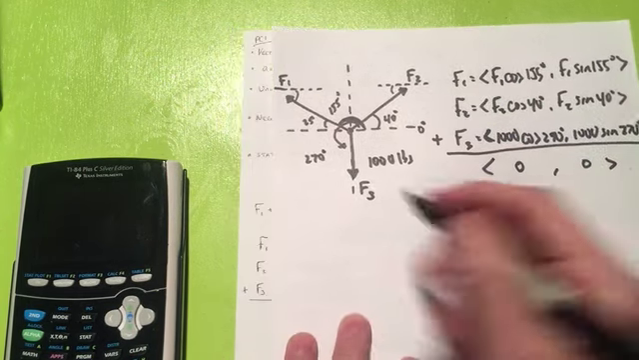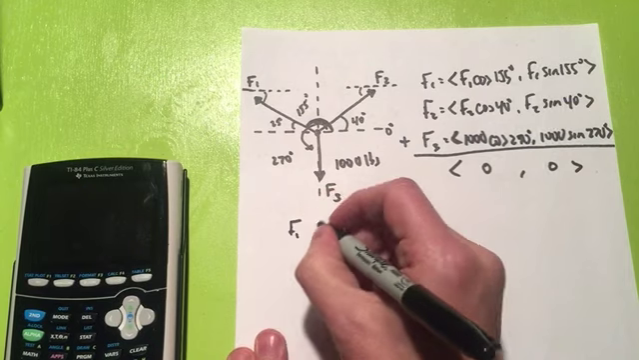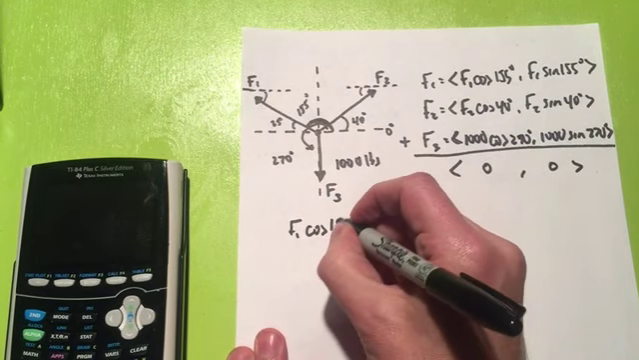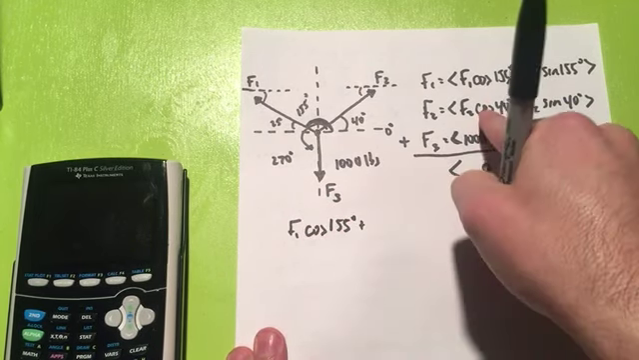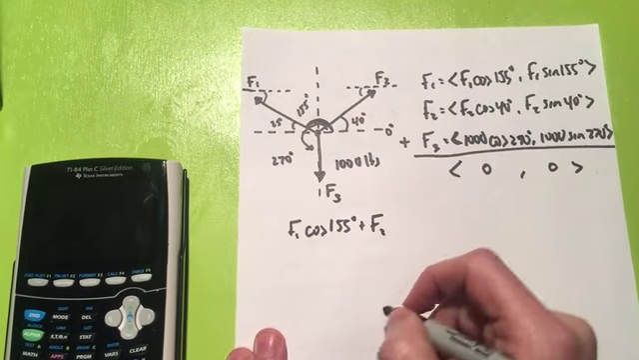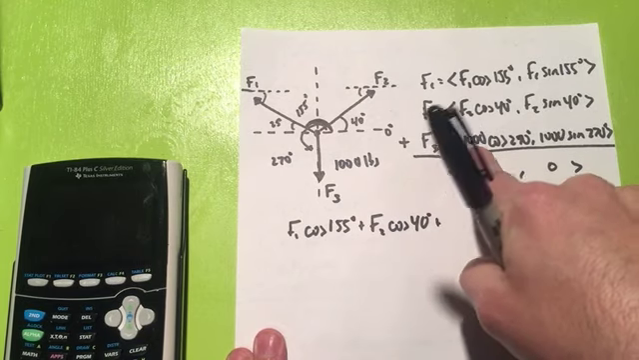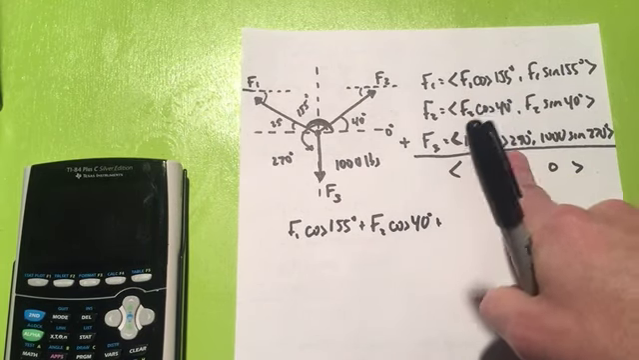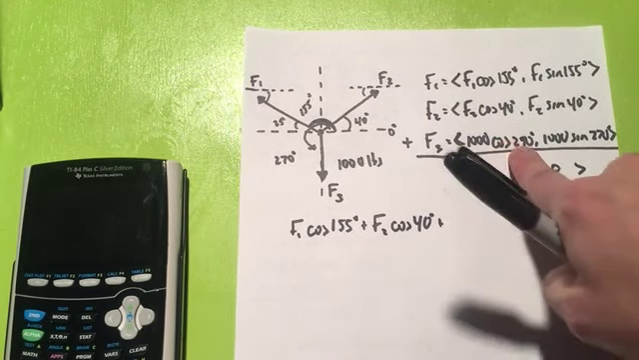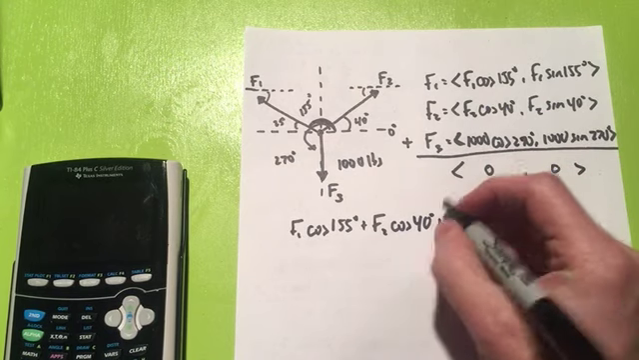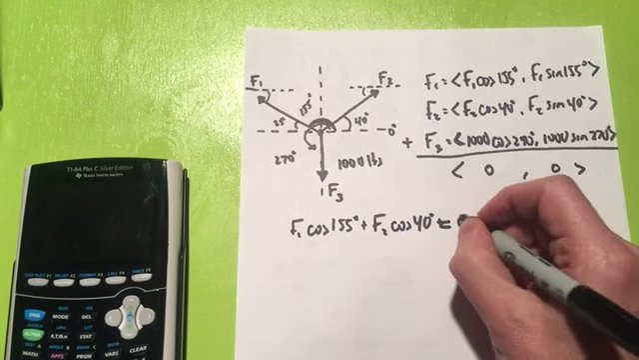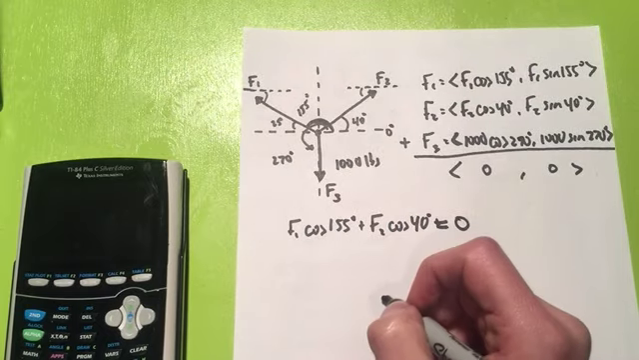So let's go through that. We have F1 cosine 155 degrees plus F2, a second unknown, cosine 40 degrees plus 1,000 cosine 270. Cosine 270 is 0. 1,000 times 0 is 0, equals 0. There's our horizontal components.